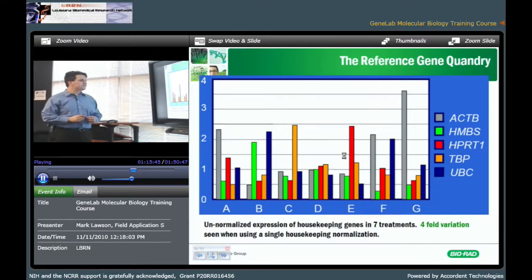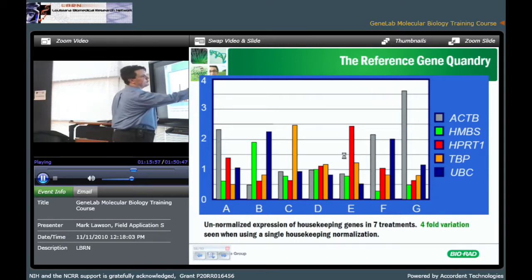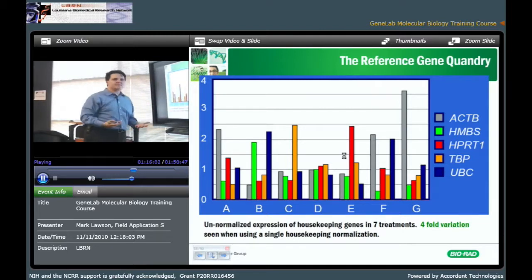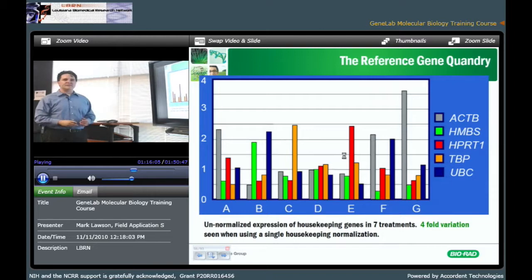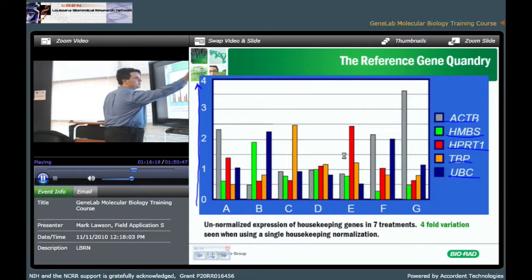This is actually a figure from that 2002 Vandesompele paper, and I think one of the most important ones for me. This is 7 different treatments, A through G, and we're testing them for beta-actin and HMBS and HPRT and TATA binding protein and ubiquitin. So a variety of different housekeeping genes that are purported to be very stable. And what you can see here is that in an unnormalized comparison, these are the fold changes, that the difference between, let's say, A and B here for beta-actin, or I guess between G and B, is probably a 7-fold change. That's a heck of a big change.